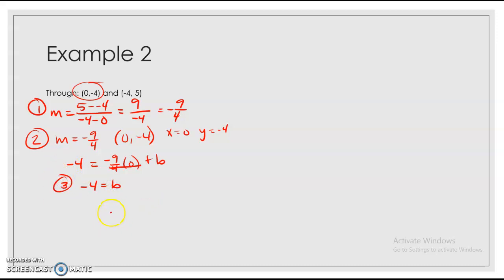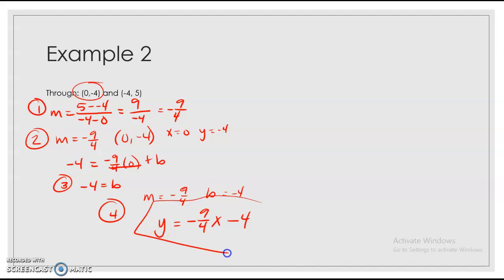And so then step 4, I'm going to take the fact that m is -9/4, although that doesn't look like a 9, and b is -4, and I'm going to write y equals -9/4 x minus 4. And that's the final answer.